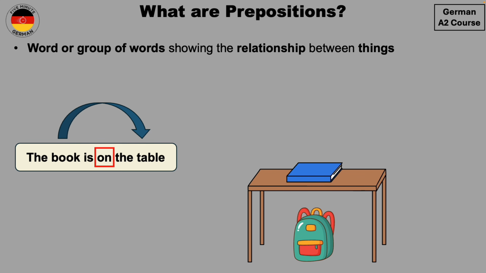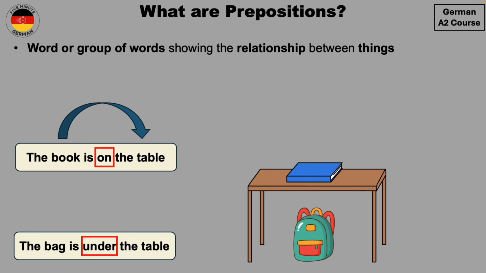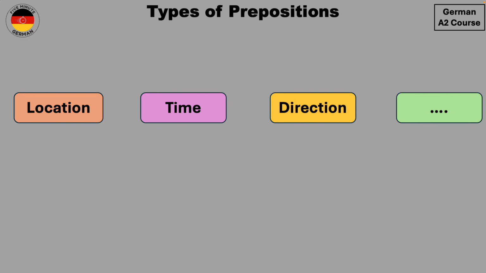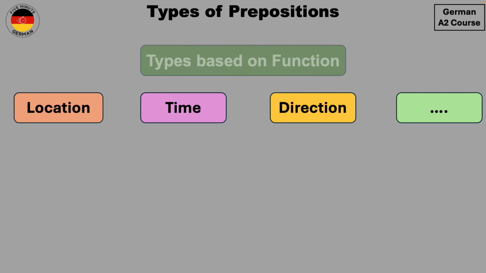Similarly, if we have a bag in the image as well, then we can describe the relationship of the bag to the table by saying the bag is under the table, where under is the preposition. Now both on and under are examples of location prepositions. There are other types of prepositions as well, such as time prepositions, direction prepositions, etc. And all these different types are the types based on function. So when we categorize the prepositions as location, time, or direction, then we know what the function of the preposition is. And we have already done this in A1.